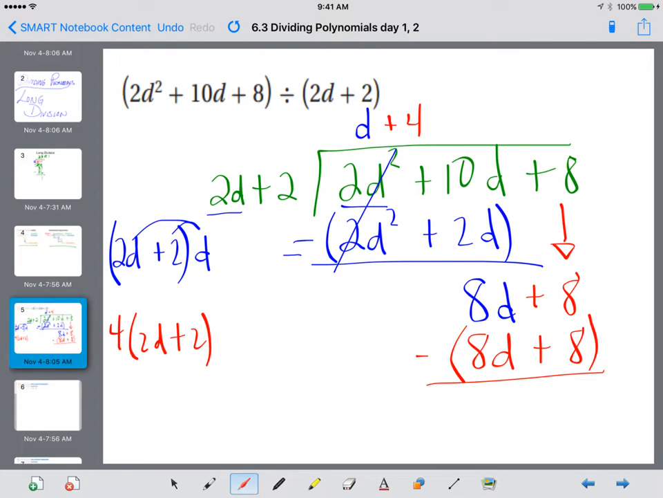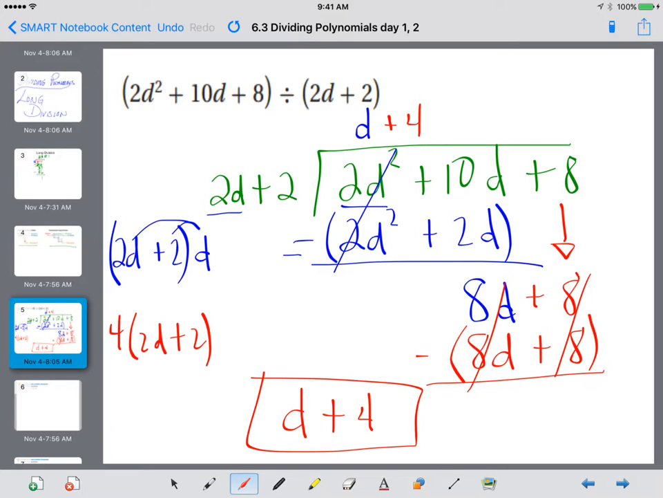We're going to subtract 8d minus 8d. Well, that goes away. 8 minus 8, well, that goes away. And my answer is d plus 4. So our goal is to subtract and eliminate these terms all along until we get to the end. Sometimes we have a remainder of 0. Sometimes we will have a remainder with an actual number. And I'm going to show you what to do with that in the next example.